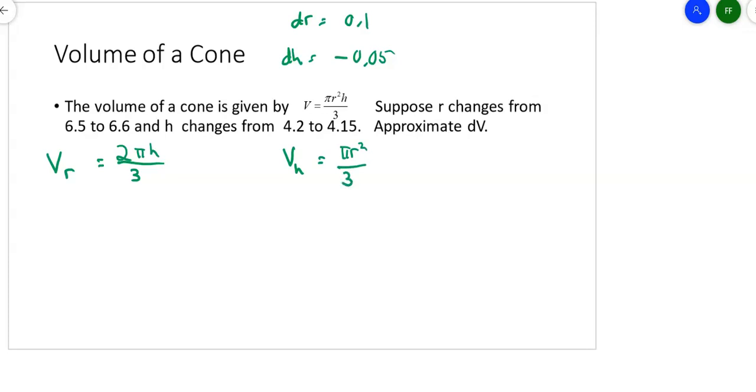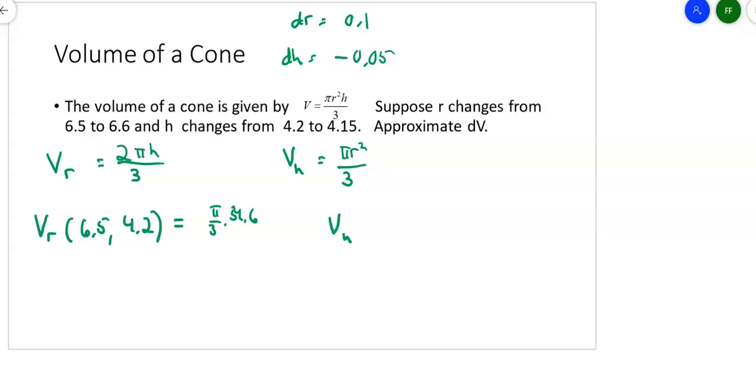Now evaluate it at the points that you were given. So the partial with respect to r evaluated at 6.5, 4.2. So 6.5 is the original radius. 4.2 is the original height. When I do that, I keep my pi over 3 and multiply it by 54.6. That's what it looks like. So I'll end up with pi over 3 times 54.6.